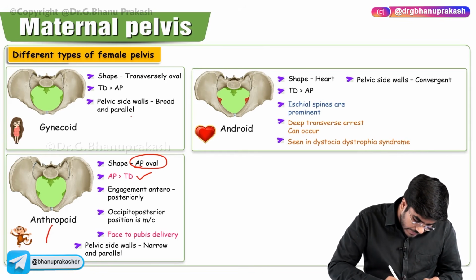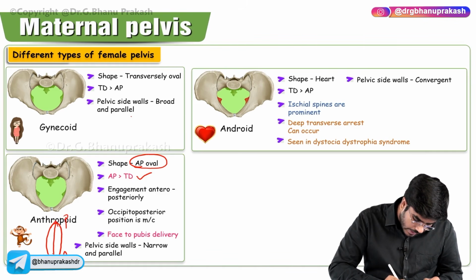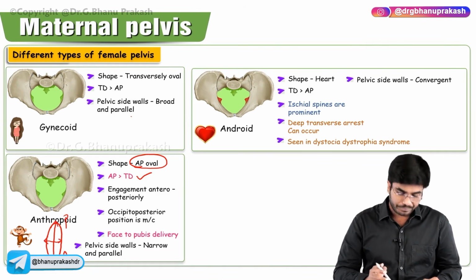than the anteroposterior diameters. But the only pelvis where anteroposterior diameters are greater than transverse diameters is the anthropoid, which means the pelvic inlet will be something like this. For example, if here is the anterior, this is anterior and posterior. So anteroposterior diameters are greater than the transverse diameters.